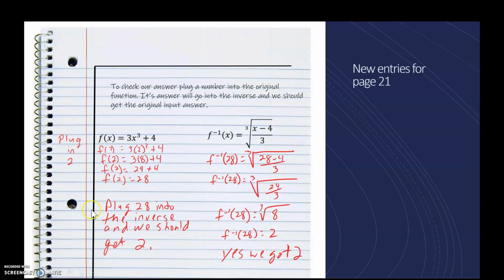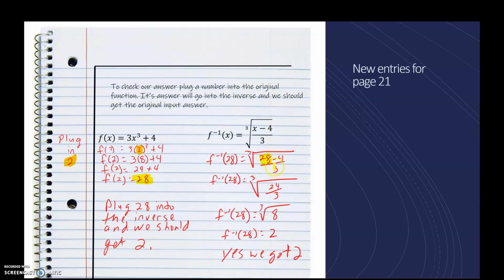What we're going to do is we're going to plug a value into this x on the normal function. And whatever the answer is, we're going to plug it into the inverse because it should go back and forth. Because remember, x and y switch spots. So I chose the number 2. So look, I plugged the number 2 into the x spot. And I solved it down and got 28. So since x and y switch for inverses, I'm plugging the 28 into the inverse. And I should get 2 back.